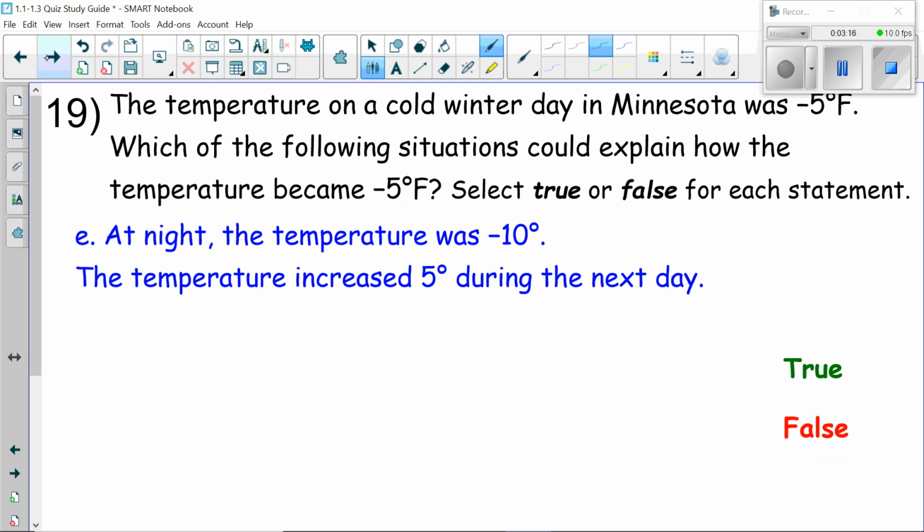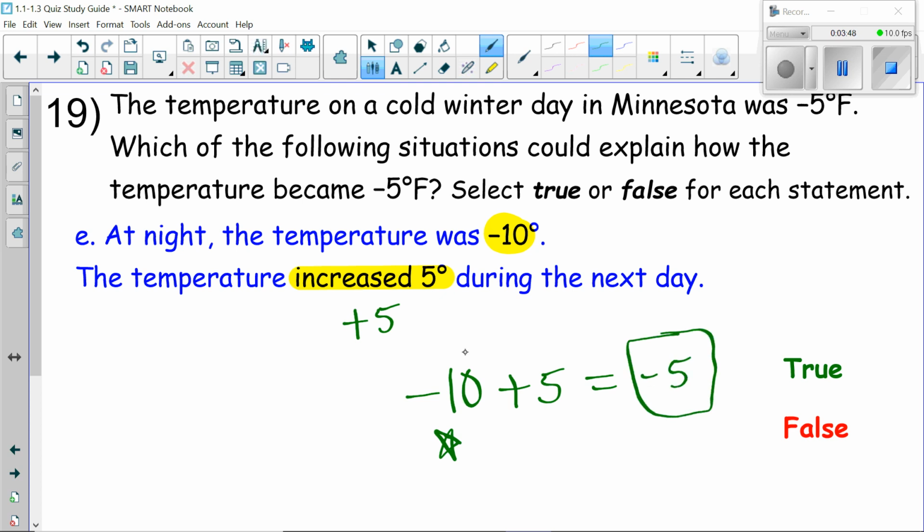All right, the temperature started at -10 and then the temperature increased during the next day. So if it increases, that means it's getting warmer, +5. So we start at -10. We're going in the more positive, more warm direction, so we're adding 5, but it's not enough to pull us into the positives. This one still has more negative. So our answer is -5. 10 minus 5 is 5. You keep the sign of the 10. So it does equal -5. This answer is true.